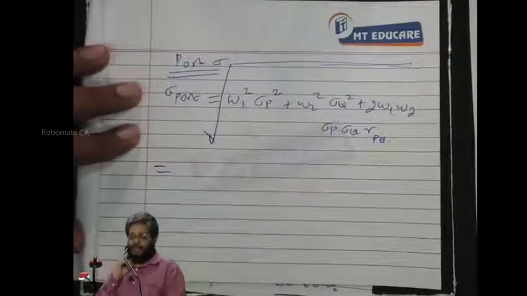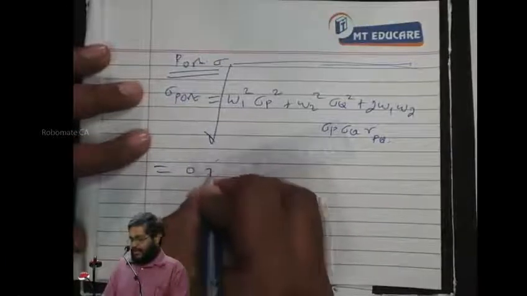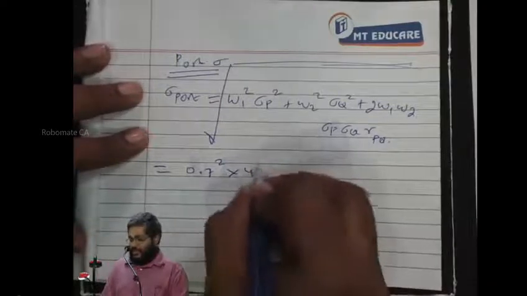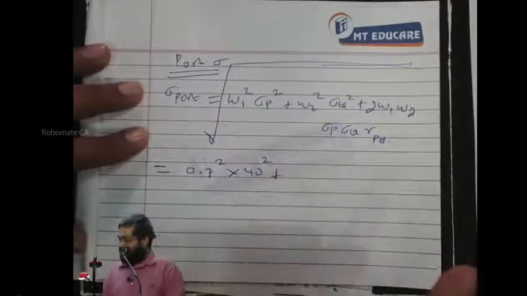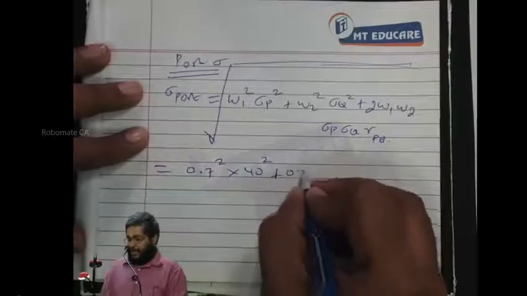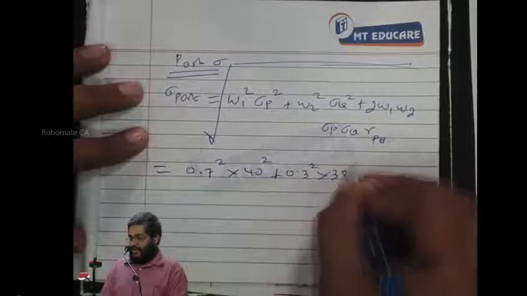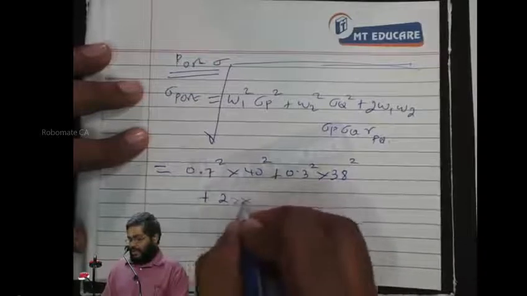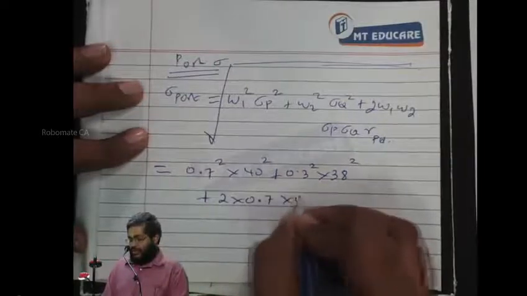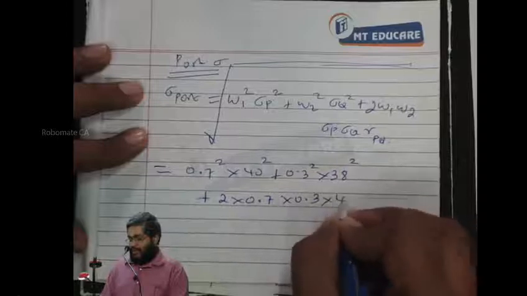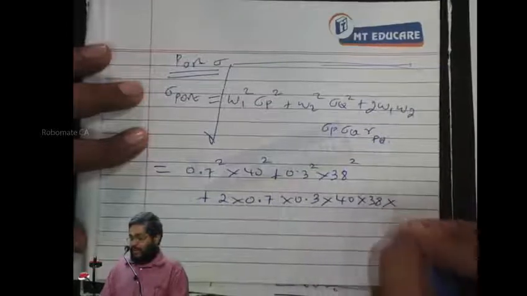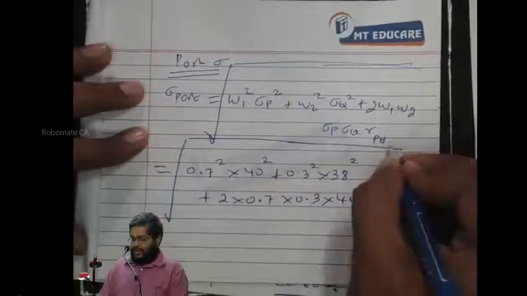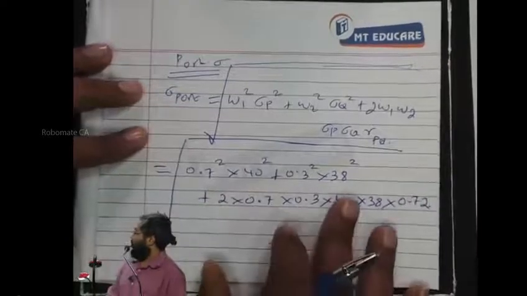Now substitute the numbers please. W1 square, what is the proportion of P squared here? 0.7 square into, what is the standard deviation of P? 40 square. Next, Q is what? 0.3 square into, what is sigma Q square? 38 square. Plus 2 into 0.7 into 0.3 into 40 into 38 into, what is the correlation? 0.72. I hope you are able to understand or not?